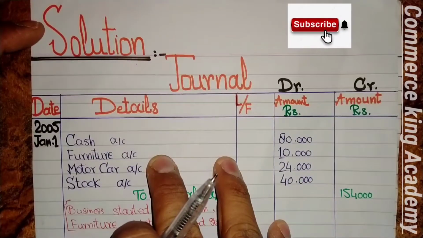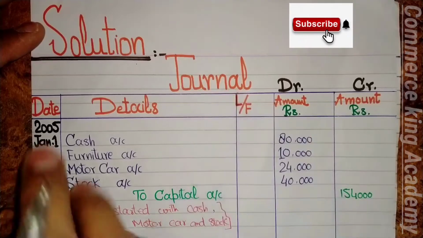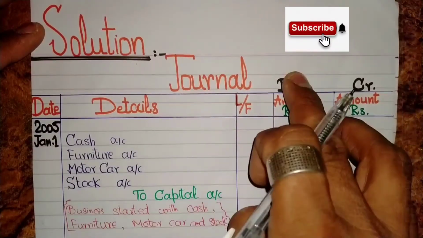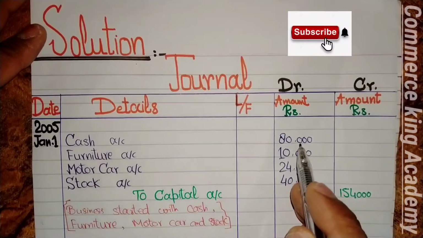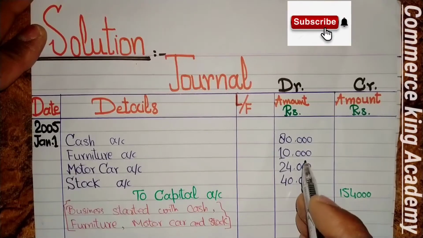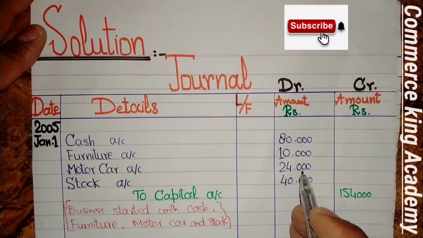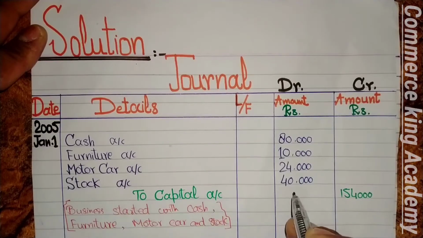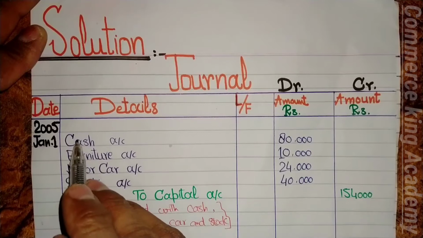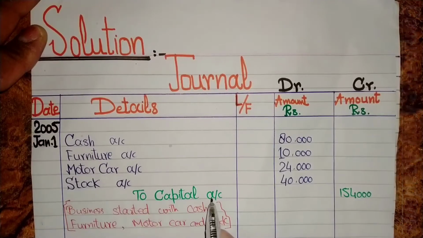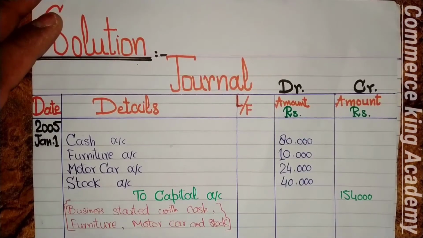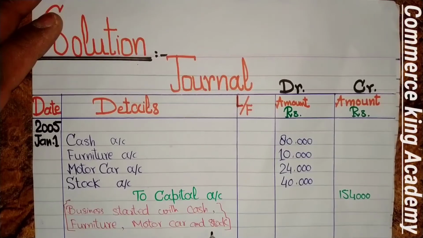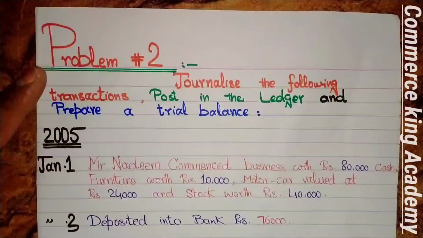You can see here, this is the format of a journal account, which has date column, details, ledger folio, amount in debit and amount in credit. The journal entry of this transaction will be cash account debit amounted 80,000, furniture account also debit amounted 10,000 rupees, motor car account debit 24,000 rupees and stock account 40,000 rupees. These are debit accounts against capital account with total 154,000 rupees, with description: business started with cash, furniture, motor car and stock. Understand? After completion of the first entry of this problem, now we will move toward the next.